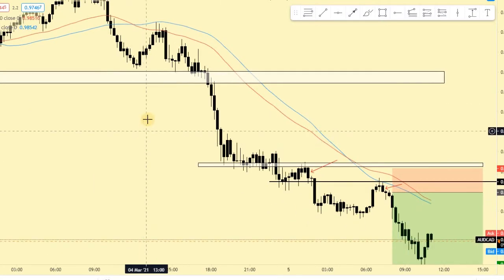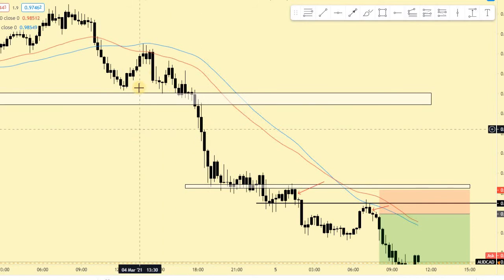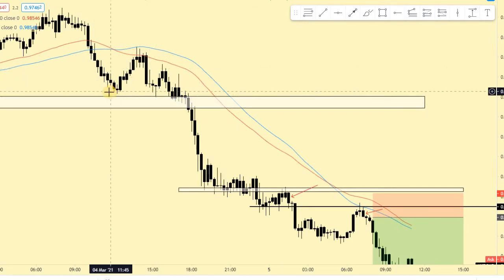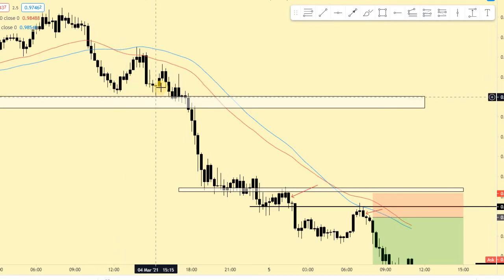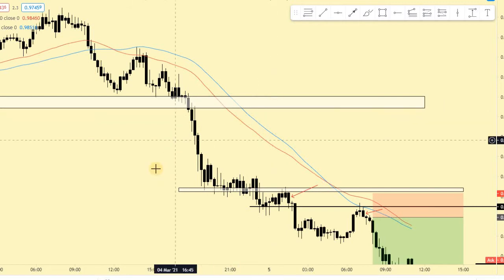But you can see that it is not in all cases that we do have a break and retest. As you can see, this level was broken. It was holding here as support, here as support, here as support, for many weeks, but eventually it was broken by this candle and we didn't have the retest.